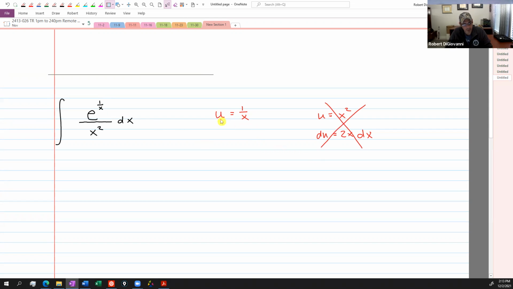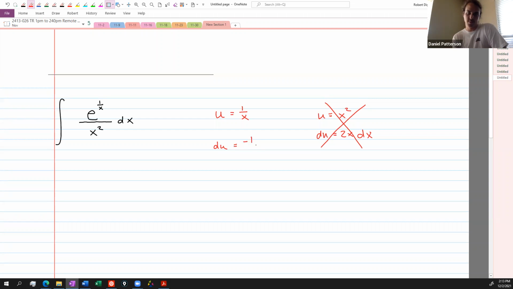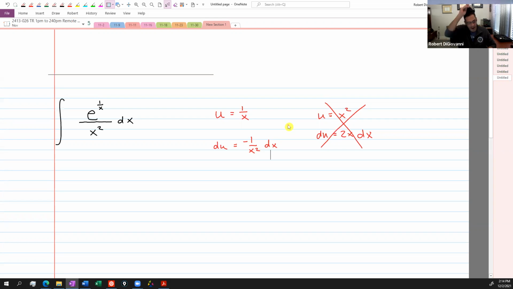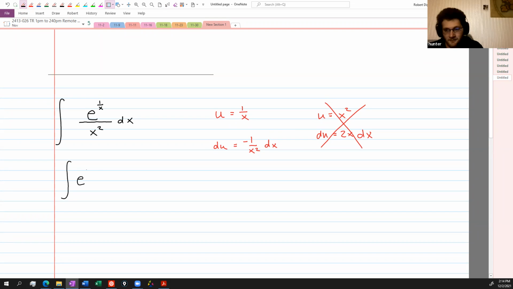What about this one though? 1 over x. What's the derivative of 1 over x? Negative 1 over x squared. Again, isn't it very helpful to know that right off the top of your head, not needing to write it down? The derivative of 1 over x is negative 1 over x squared. Do I have negative 1 over x squared? If you break apart your fraction, exactly. I'm a little bit off, but it's here.